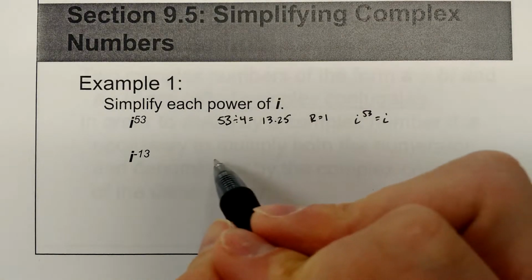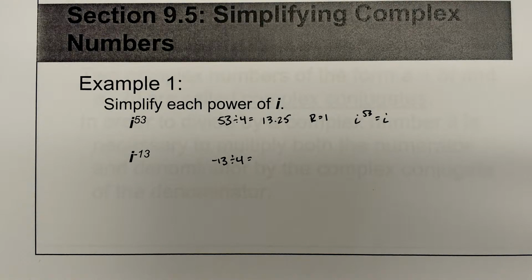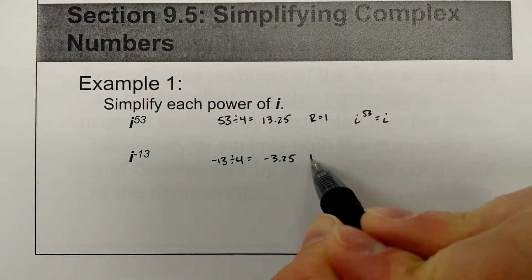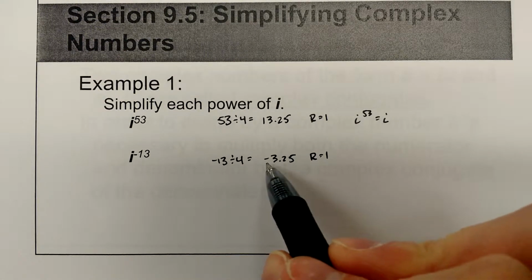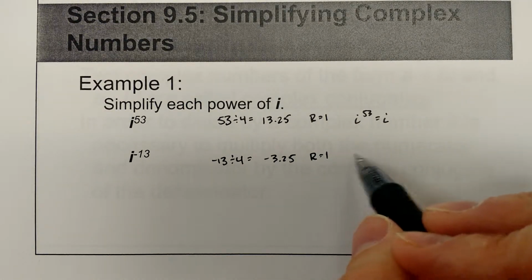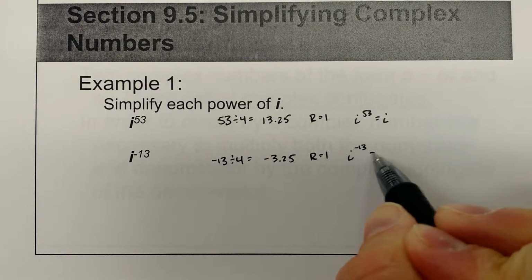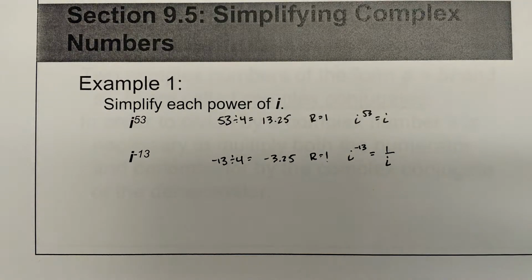So i to the -13, we're going to do the same thing: -13 divided by 4. That is -3.25, so R is once again 1. Now the trick is you've got this negative value here. That means your i actually sits on the bottom of the fraction. So instead of it being i, it's going to be 1 over i to the first.